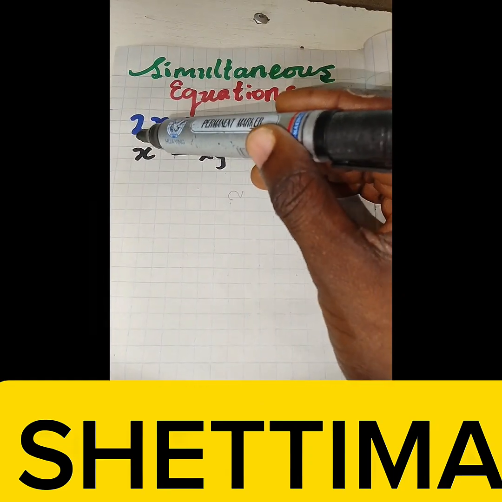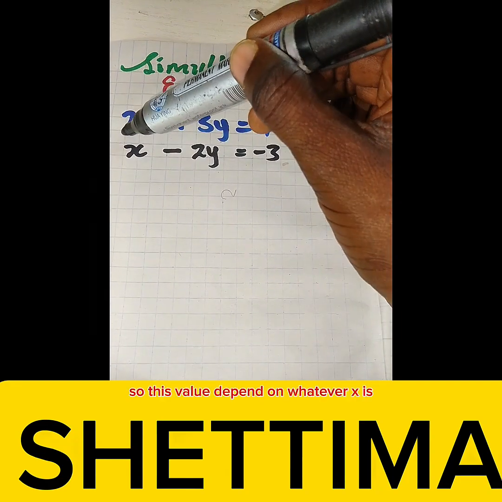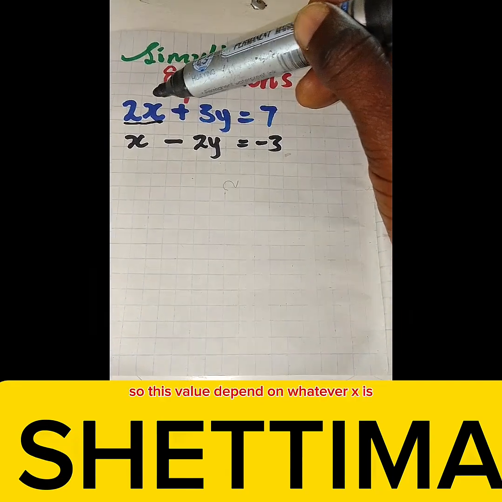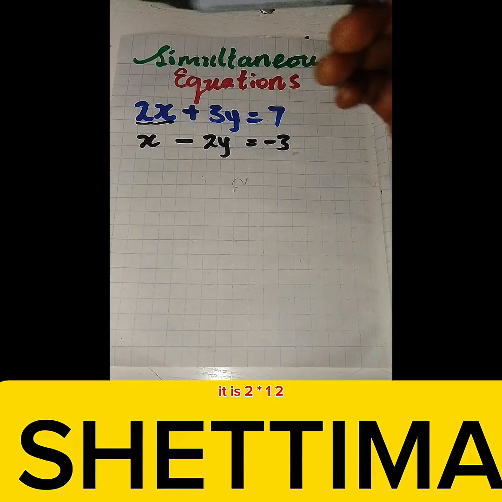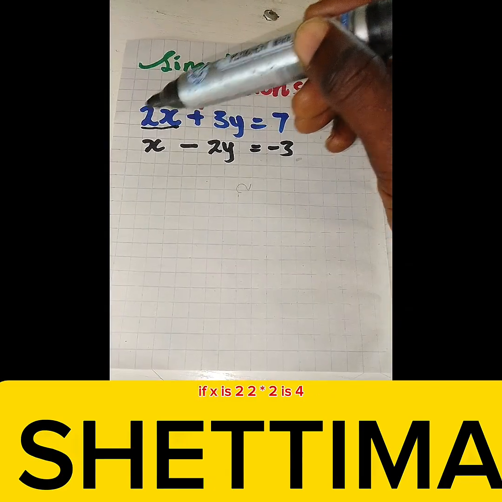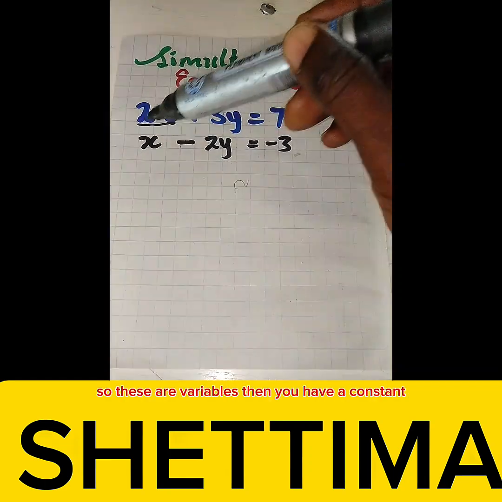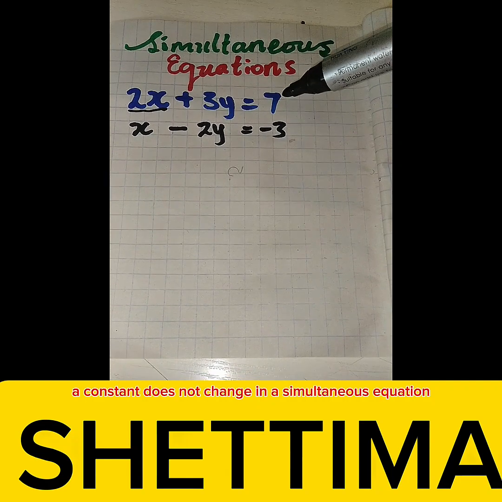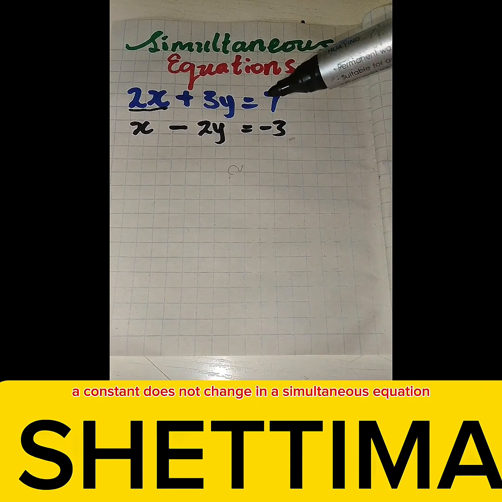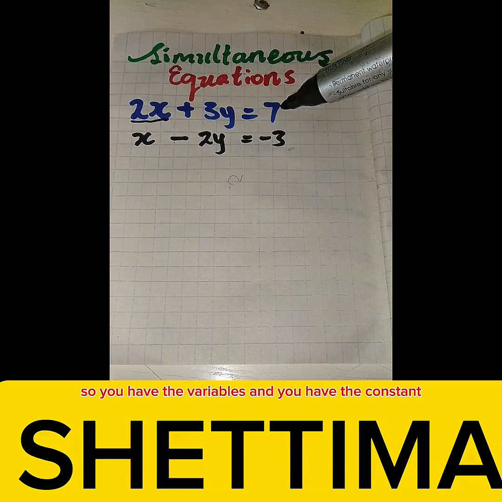For instance, 2x, 3y. So this value depends on whatever x is. If x is 1, it's 2 times 1, which is 2. If x is 2, 2 times 2 is 4. If x is 3, 2 times 3 is 6. So these are variables. Then you have a constant. A constant does not change in a simultaneous equation. So you have the variables and you have the constant.